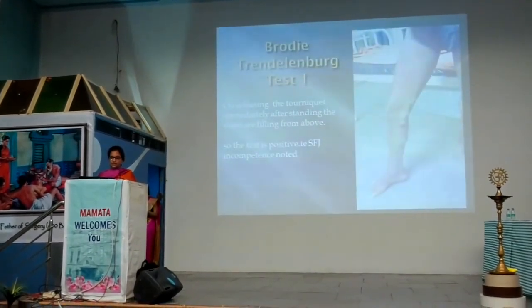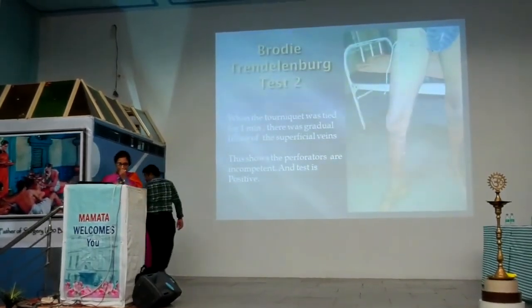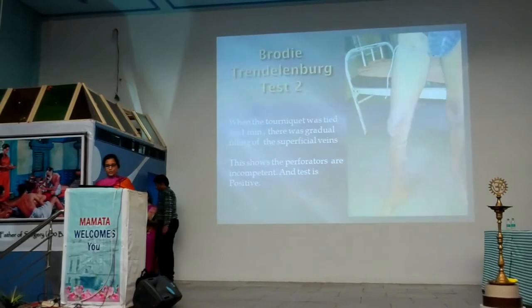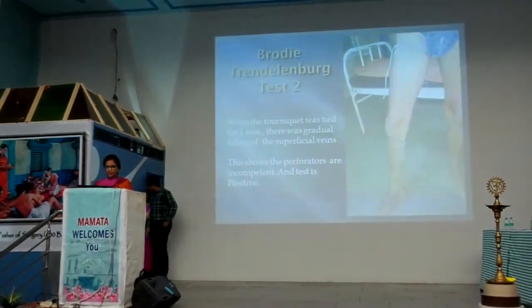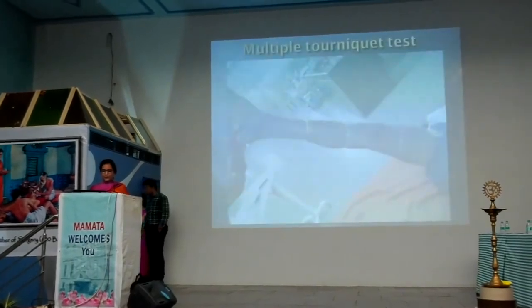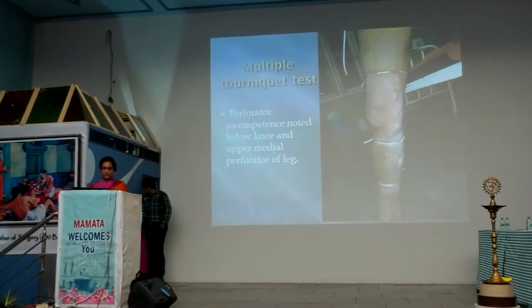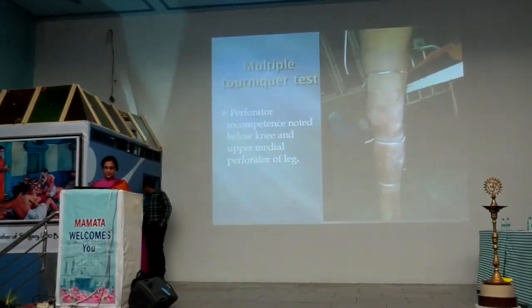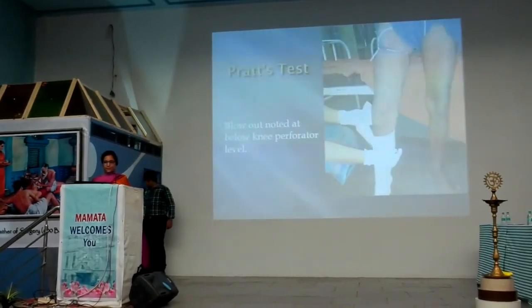Trendelenburg test 1 is positive, that is SFJ incompetence, and coming to the perforator incompetence, Trendelenburg test 2 is positive, that is perforators noted below the knee and upper leg perforators. Coming to the multiple tourniquet test, perforator incompetence is noted below the knee and upper medial perforators of the leg. Pratt's test is also positive.